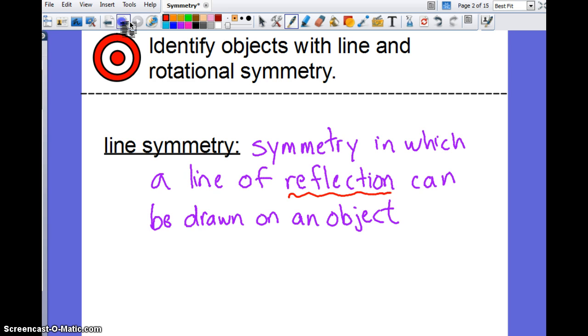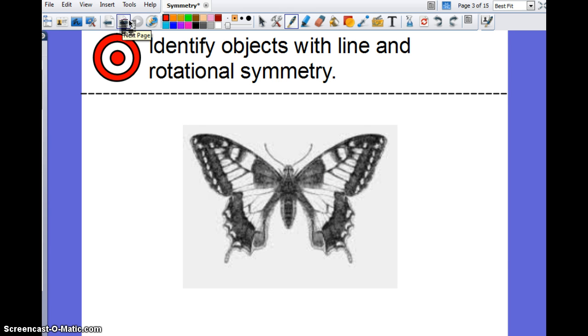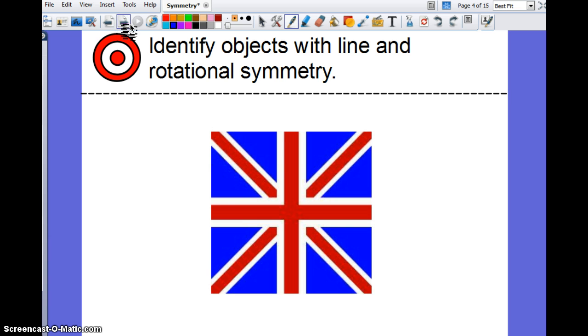Okay, so looking at this figure here, the butterfly. Where's the line of symmetry? Feel free to yell it out right now. So it goes right down the middle, just like that. What about this flag right here? Take a couple seconds to look at it and see if you can figure out where the lines of symmetry are. There are multiple lines of symmetry.